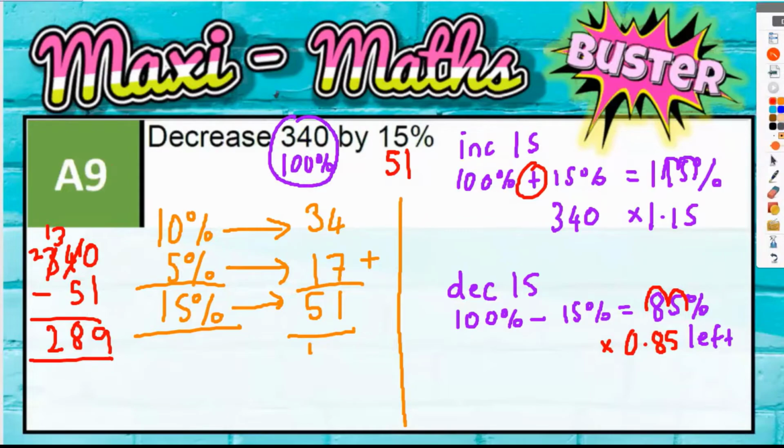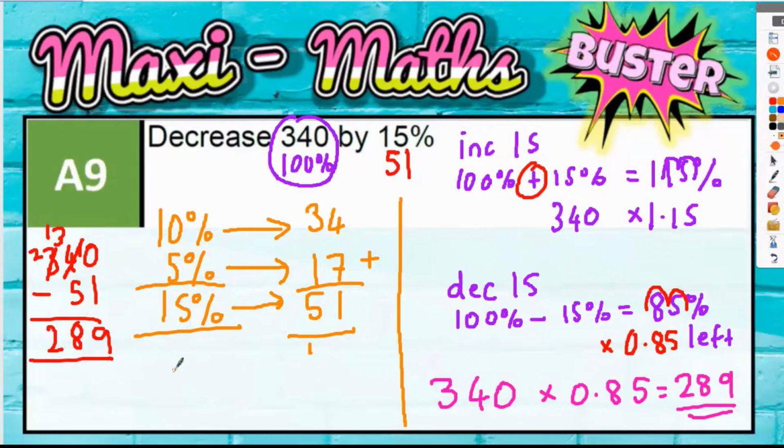And this would then be with a calculator. So you would then start with the original number, 340, and you would times it by 0.85. And if you try that on a calculator, it does give you 289, which is the same as what we got over here. So yeah, it does make sense when you think about it. Decrease by 15% means you're only going to have 85% left, and timesing by 0.85 is going to give you your 85%.